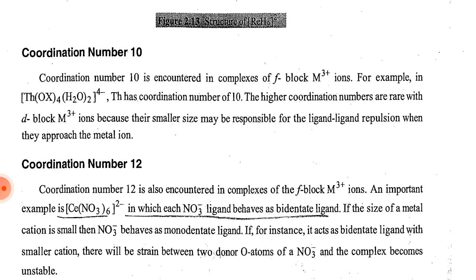Then coordination number 10. Coordination number 10 is encountered in complexes of F block M3+ ions. For example, [Th(ox)4(H2O)2]4- has a coordination number of 10. Higher coordination numbers are rare with D block M3+ ions because their smaller size may cause ligand-ligand repulsion when the ligands approach the metal ion. So coordination number 10 is shown by which element? Obviously the F block elements because of their bigger size, and most of these F block elements are in the +3 oxidation state. Very rarely will any D block element show coordination number 10, because first of all the transition elements don't have a big size, and after all these 10 ligands will repel each other, and the repulsion between the ligands is much higher. So coordination number 10 of D block elements will hardly ever exist.